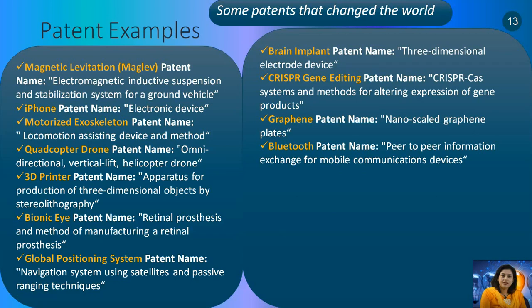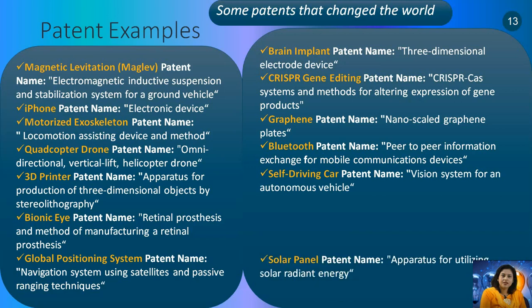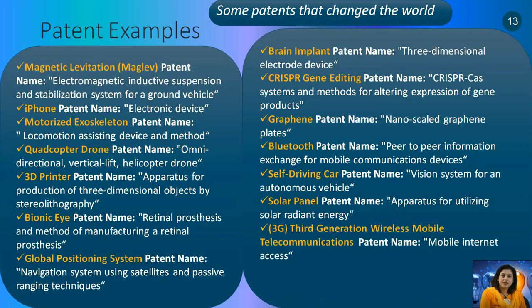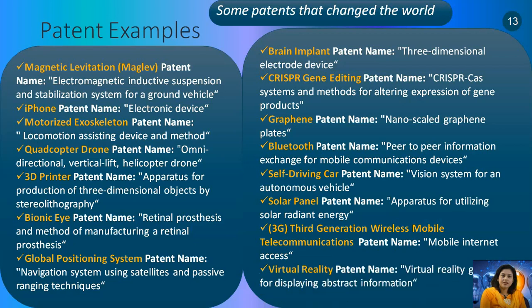Bluetooth: the patent name is peer-to-peer information exchange for mobile communications devices. Self-driving car: the patent name is vision system for an autonomous vehicle. Solar panel: the patent name is apparatus for utilizing solar radiant energy. 3G, or third generation wireless mobile telecommunications: the patent name is mobile internet access. Last but not the least, virtual reality: the patent name is virtual reality generator for displaying abstract information.